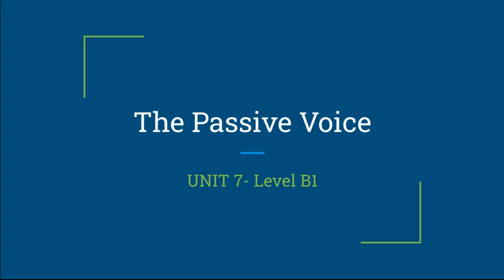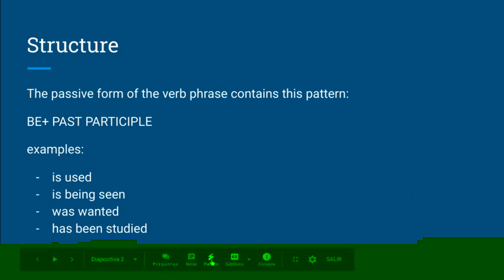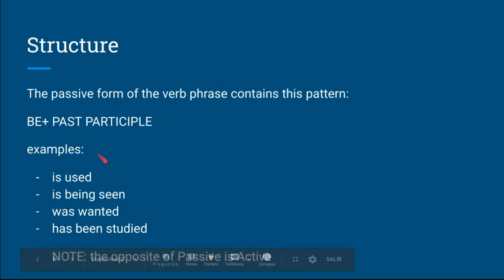So in this unit, I'm going to explain to you the passive voice. Let's talk about the structure. The passive form of the verb phrase contains this pattern: be plus past participle. Some examples: is used, is being seen, was wanted, and has been studied.